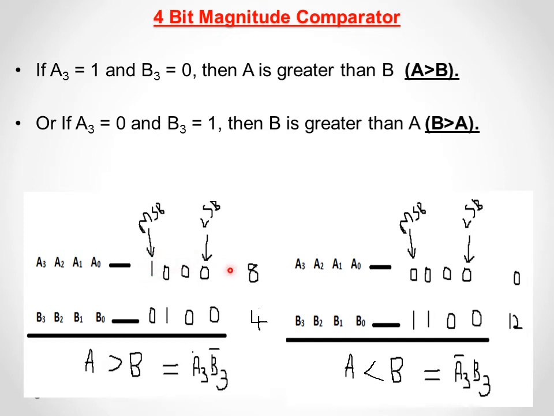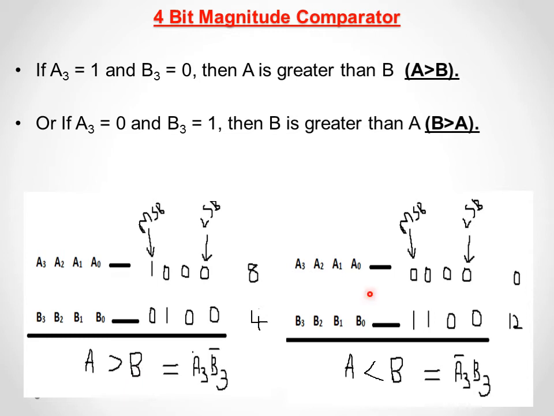So, for example, take these two 4-bit numbers. The first one is 8 and the second is 4. Now, A3 is 1 and B3 is 0. So from this itself we can decide which number is higher. A is greater than B from this itself. So the expression for this bit is A3 B3 bar, for A greater than B.